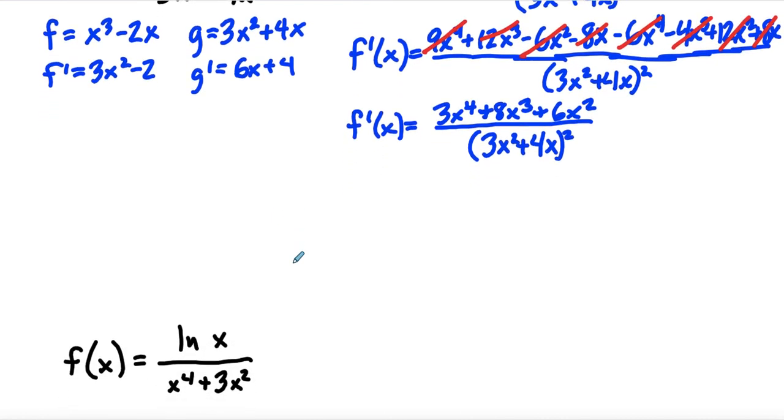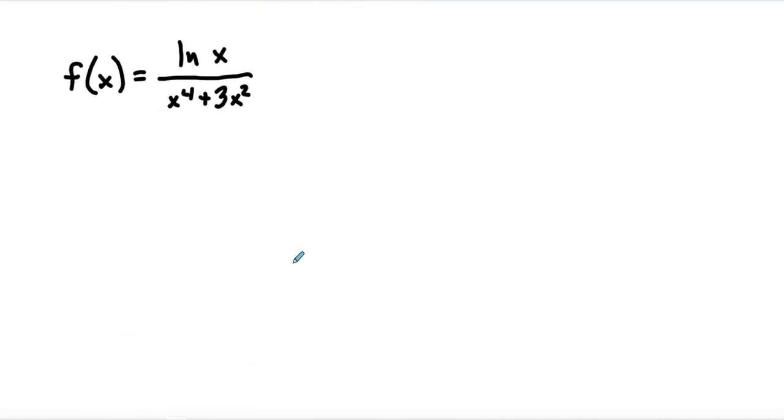Okay, let's look at one more here with an ln of x. So we got a special case, right? So I'm going to go ahead and write this. There's going to be some things we can simplify here and some we can't do a whole lot with. But let's go ahead and set this up. We got f is going to be ln of x. And f prime is going to be 1 over x.